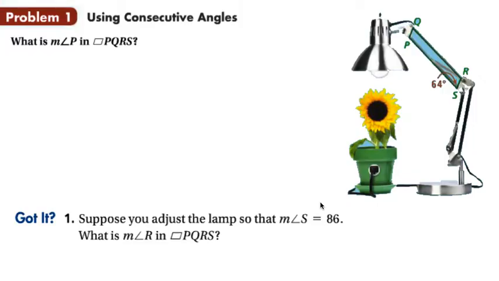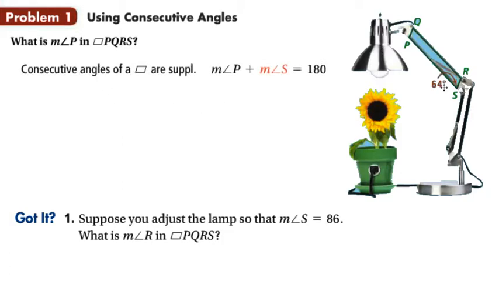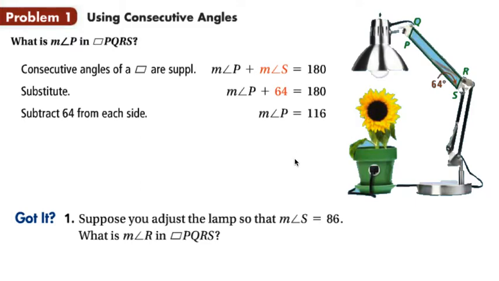Using consecutive angles, what's the measure of angle P in this parallelogram given right here? Well, what we can do is we can say that the measure of angle P plus the measure of angle S adds to 180 from our consecutive angles theorem. And substitute in 64 for angle S, leaving angle P 116.